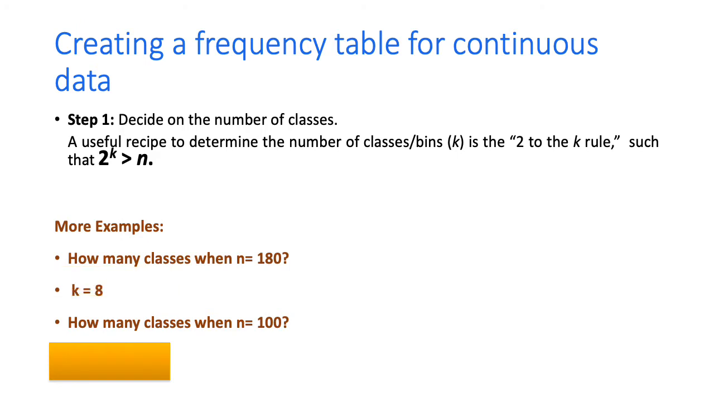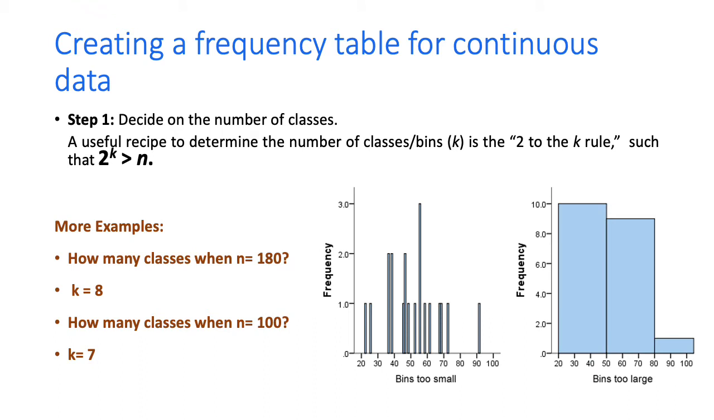If we had n of 100, if we had 100 observations, then we would use 7 classes because 6 classes doesn't quite reach the number of observations, and 8 is too many. Now, why is it important to have these distinctions? Well, if your bins are too small, as you can see in this example, you get a really not very nice looking distribution that you can't really say much about.